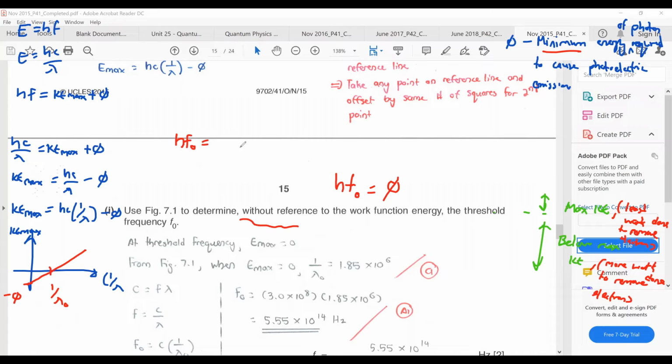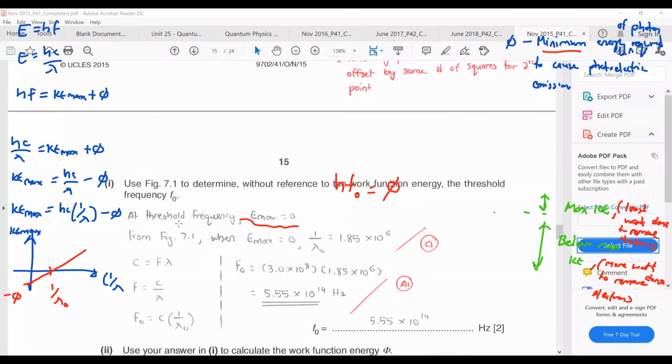F naught would actually equal Hc over lambda naught. You can work out from there, but I think there's another way of doing it. I'll just make use of that from there. Okay, now how do you go and find out the answer here? What is your F naught?